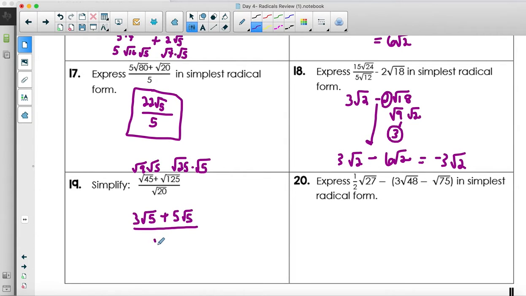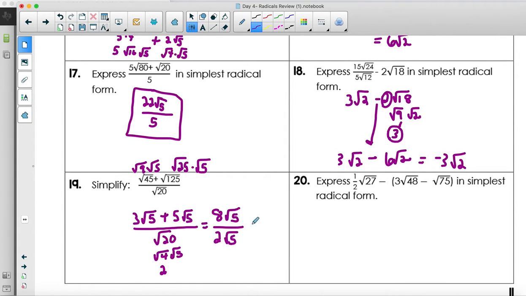All over radical 20, which I could break down 20. I'm going to wait a second though. So now I'm going to have 8 radical 5 divided by, I guess I should do this. So radical 20 is radical 4 times radical 5. The square root of 4 is 2. So that means radical 20 is 2 radical 5.